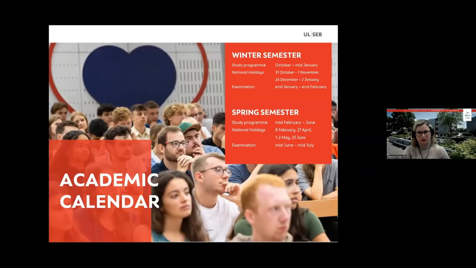This is our academic calendar. We will start in October. We have only one enrollment per year. The first semester lasts till January, then we have 1 month of examination period, and the second semester will start in mid-February. Actually this week, we just started the second semester, which will last till June, and then again, a new examination period for the courses that are in this semester.